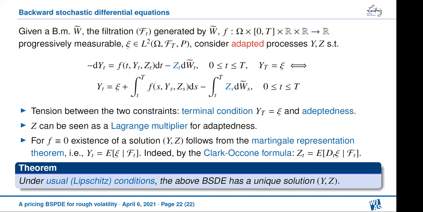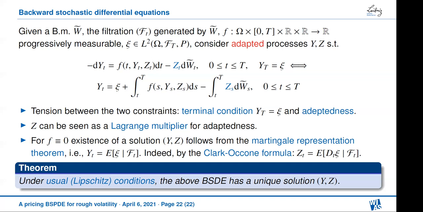And of course, on the one hand, you must never look in the future. On the other hand, you need to hit a certain terminal condition at the terminal time. Okay, and the only way how you can reconcile these two constraints is by adding another component to the solution, okay? So the solution to this BSDE is not the process Y alone, but it's a pair of processes Y, Z, where Z in some sense could be seen as a Lagrange multiplier ensuring the adaptedness. Okay, so the solution here is not a single process Y, it's a couple, Y, Z.